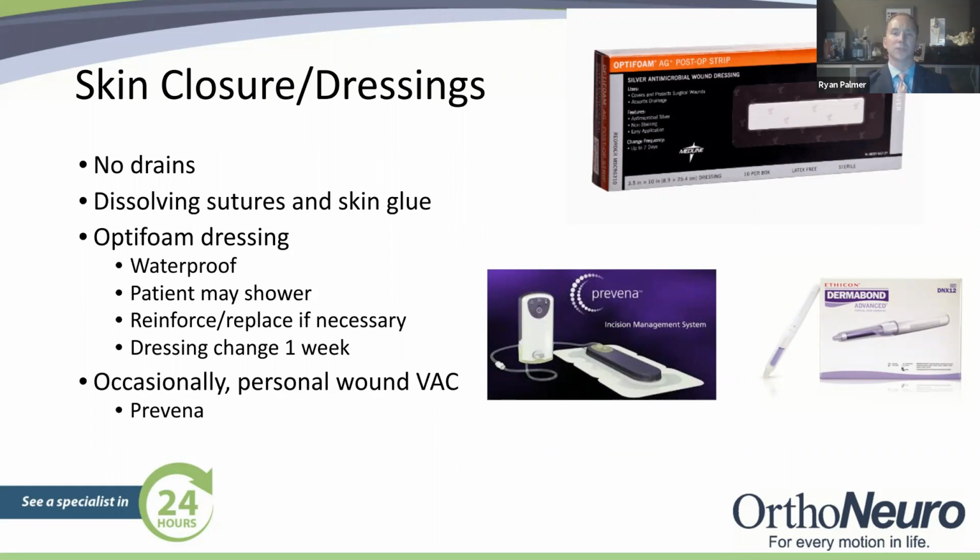The silver dressing can be replaced in 1 week and provided at the hospital, occasionally in revision scenarios or for people that may have wound healing issues or other issues that may cause slower wound healing. We also have personal wound incision management systems such as the Prevena that is displayed that can be an excellent 1 week dressing for those folks. So a lot of options and a lot of thought goes into the skin closure and the dressing used after surgery.